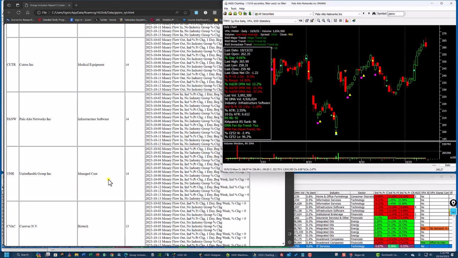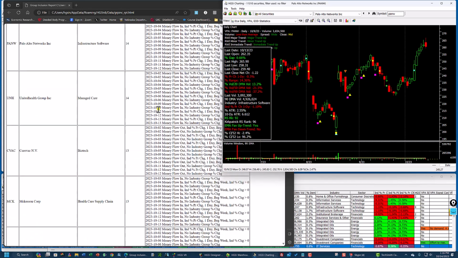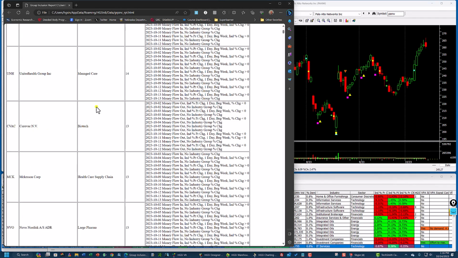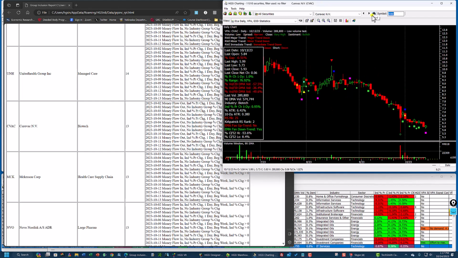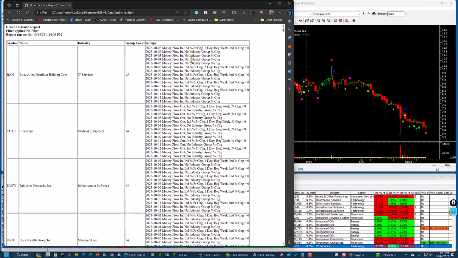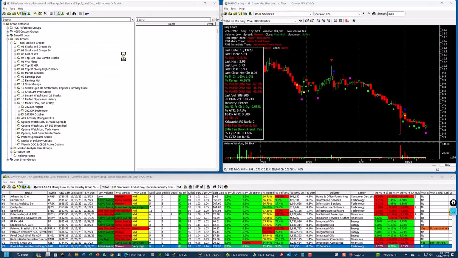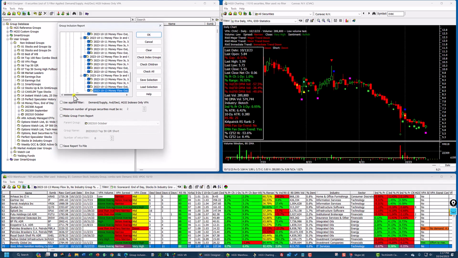Let's do one more to the downside. Here's a biotech, CVAC. And you can see that it's been going down for quite some time. Now I'm going to expand this view here, and we'll come back and look at BAH and CUTR. So I want to run this again. And this time I'm going to go back into September, and I'm going to check the children, and let's run this again.